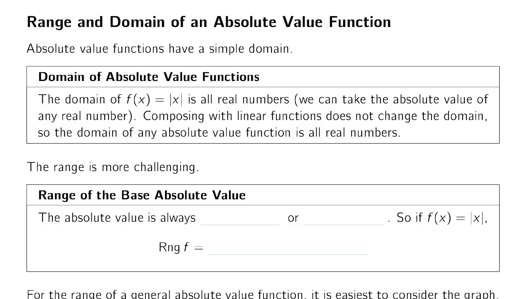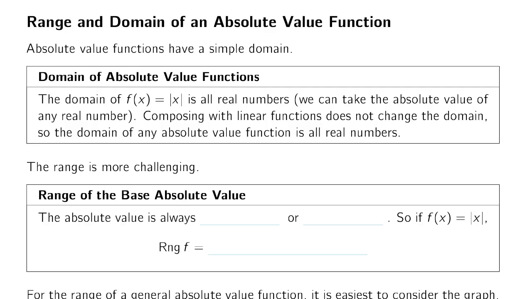Another advantage of organizing functions into families is that when we meet a family of functions, they will typically have similarly structured domains and ranges. So when we're learning about a family of functions, one of the questions we'll ask is, what are their domains? What are their ranges? And the domain of an absolute value function is easy.